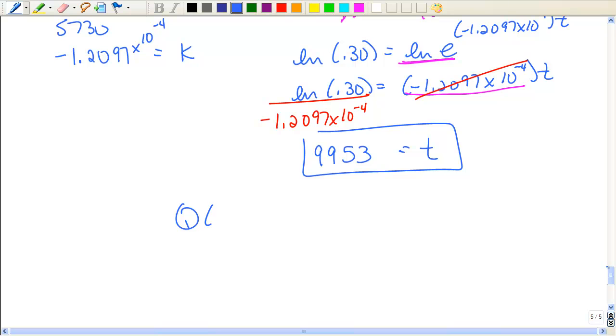So keep in mind, here is our model. The basic part of the problem is they are going to tell you the initial amount, or they're going to tell you enough to not need to know the initial amount. Then they're either going to give you a half-life or some other quantity so you can solve for K. Once you solve for K, you have your model, and you should be able to plug in numbers as much as you need.